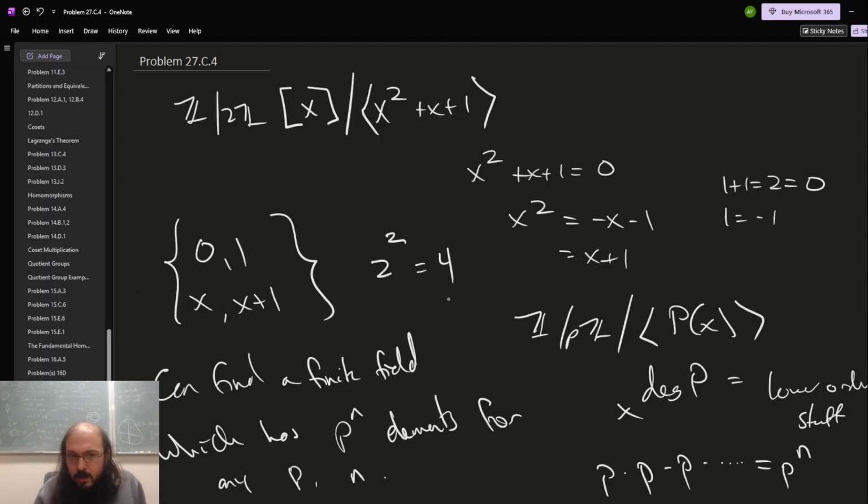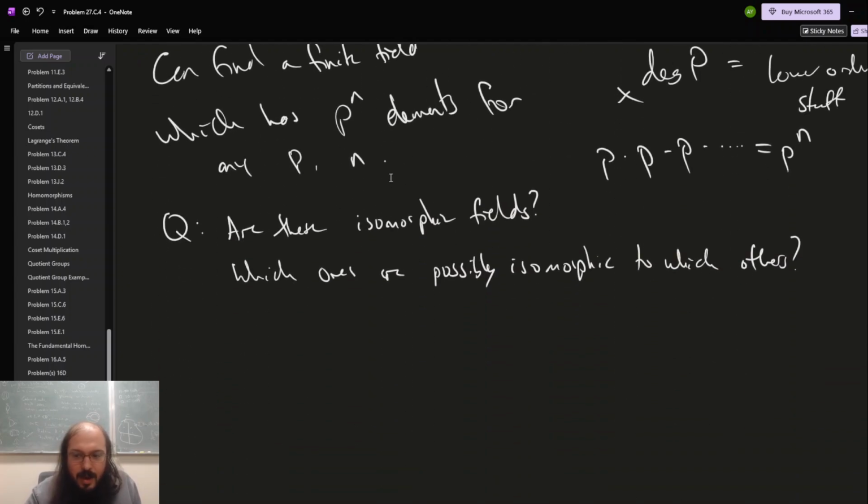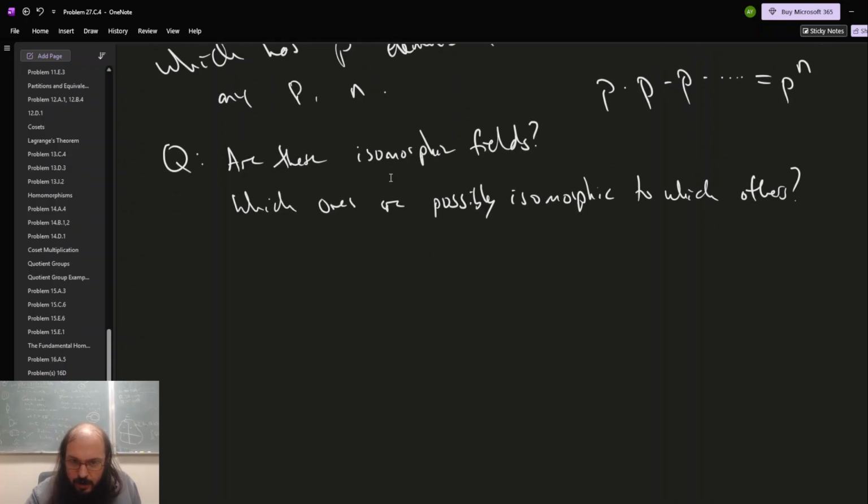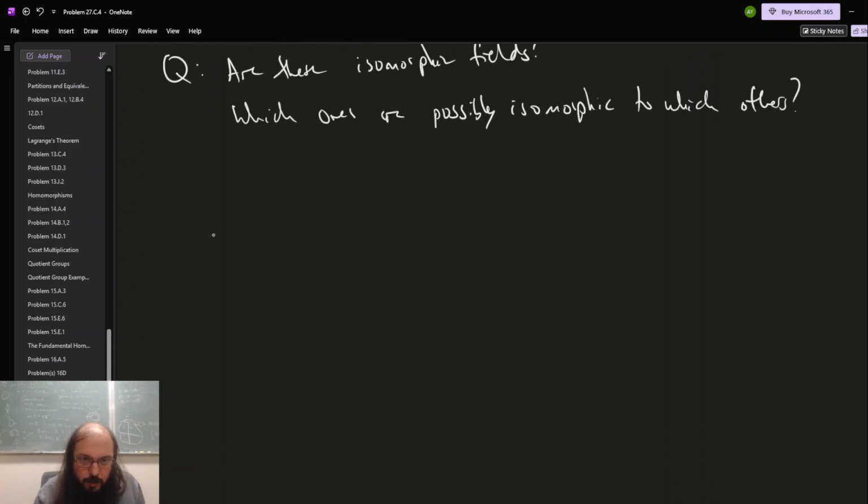So it's very reasonable to ask, how does Z mod 2Z adjoin x mod x squared plus x plus 1 relate to the field that you get if you ignored this guy, right? Just modding out by x squared plus 1. Are those isomorphic or not? Maybe that's a nice little question for you guys to think about. Anyway, that tangent aside, let's work out the addition and multiplication.